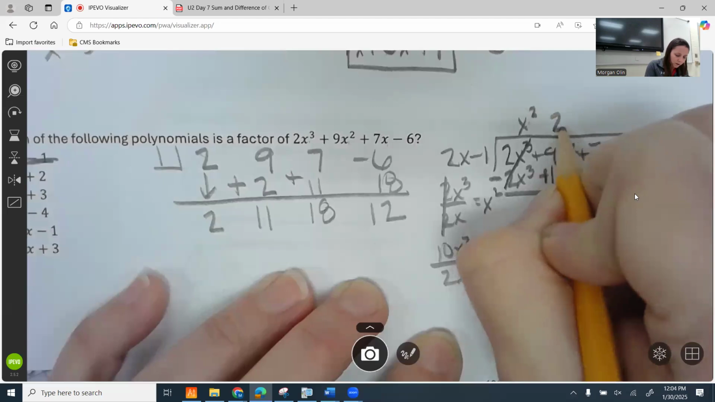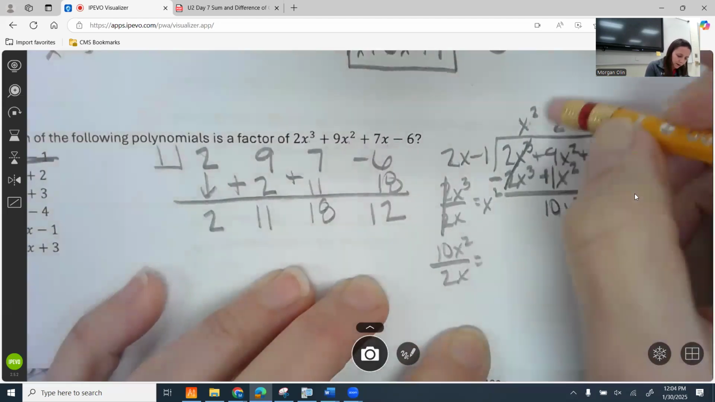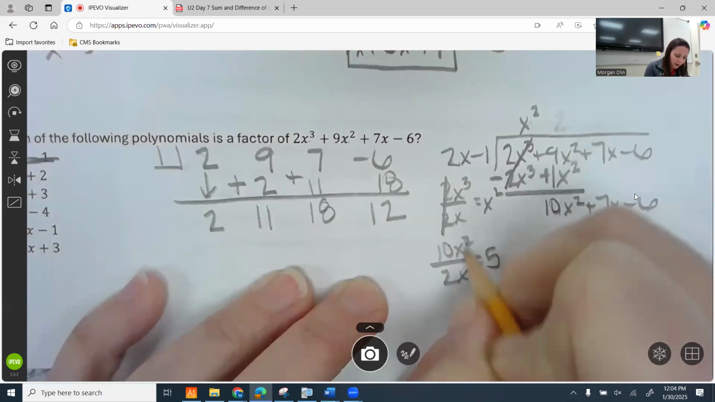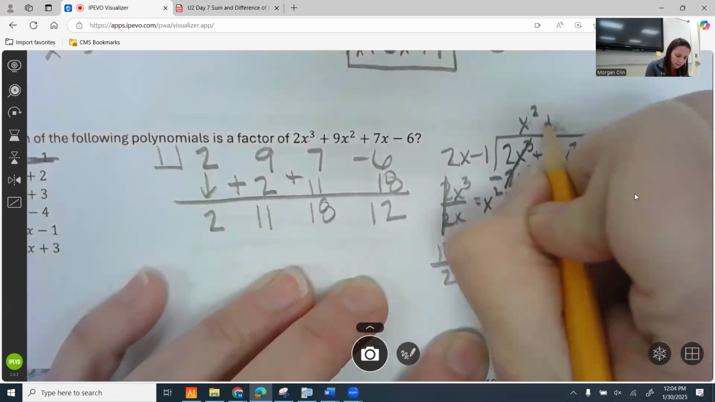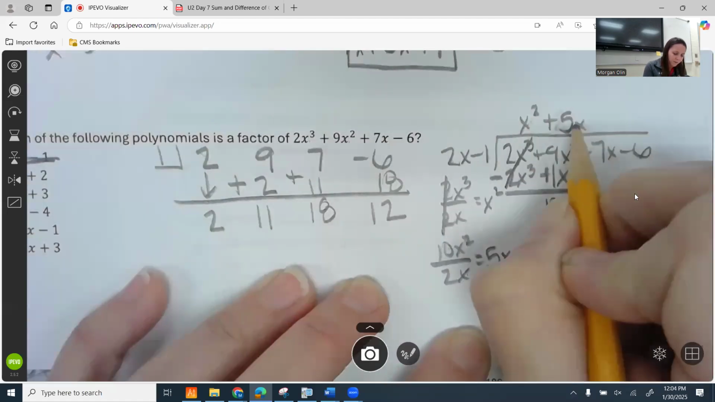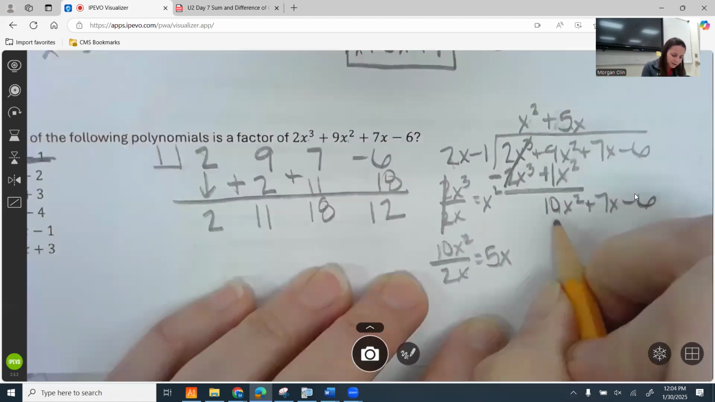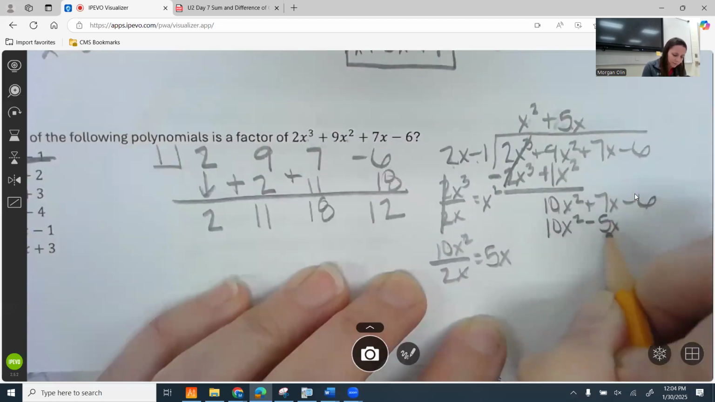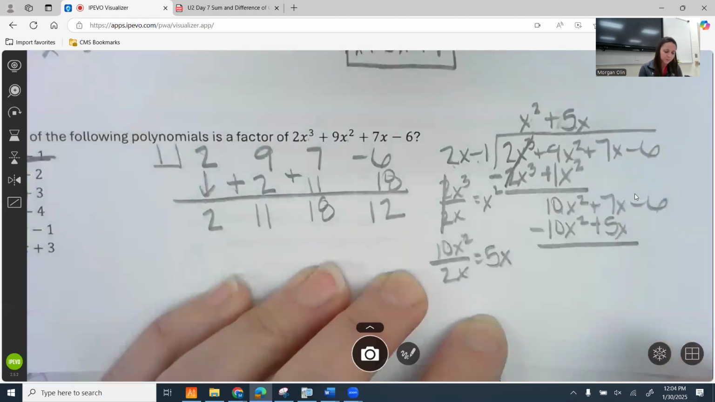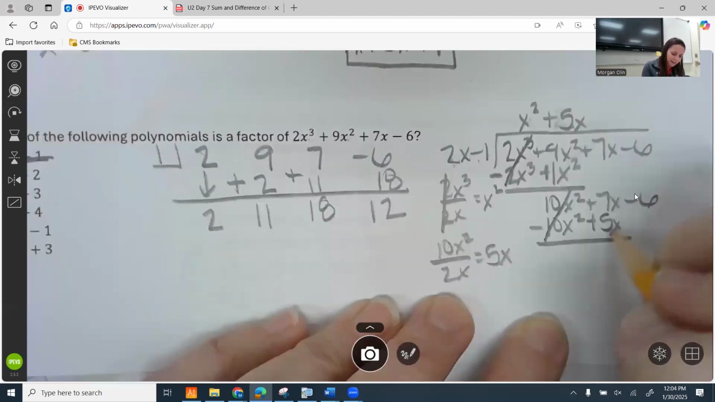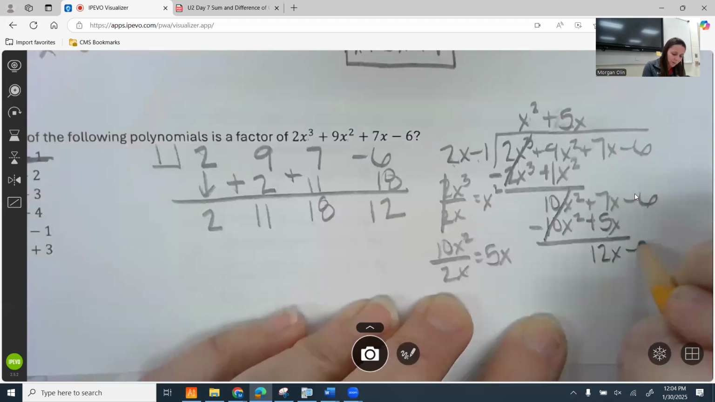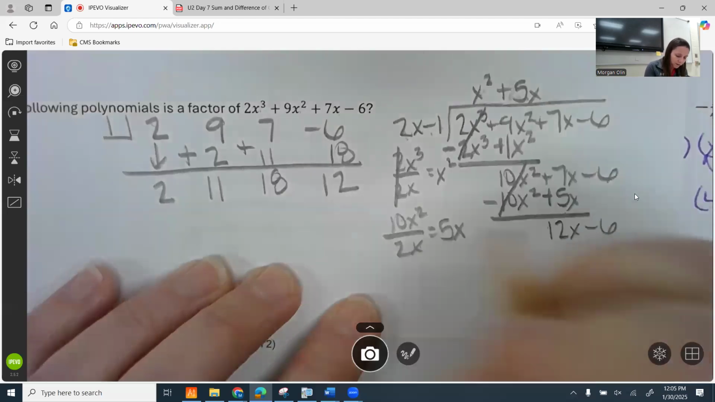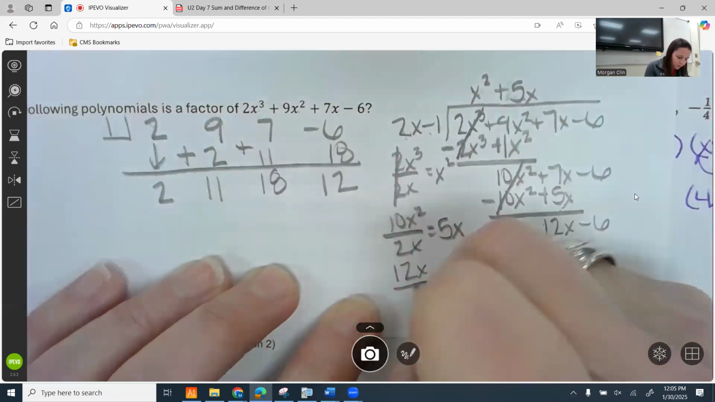Whoops, I didn't divide, so erase that right there. This gives me 10 divided by 2 is 5. And when I subtract my exponents, I'm left with x. So this is a positive 5x. So 5x times 2x is 10x squared. 5x times negative 1 is negative 5x. Change my signs. These cancel. And when I add these, I get 12x and then minus 6. Do it again. You're doing this 12x right here divided by that 2x.